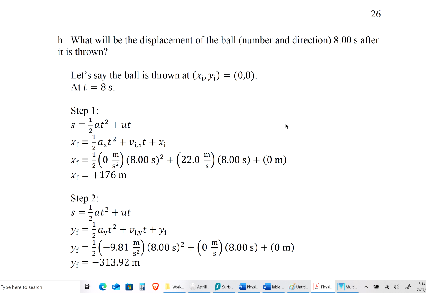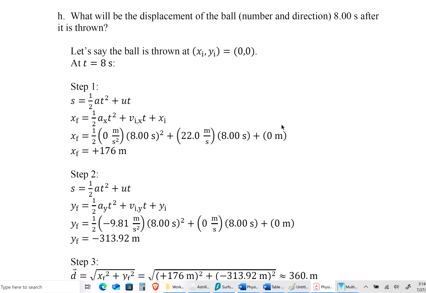Part H, what will be the displacement of the ball 8 seconds after it is thrown? So, x final is 176 meters. Y final is minus 313.92 meters.